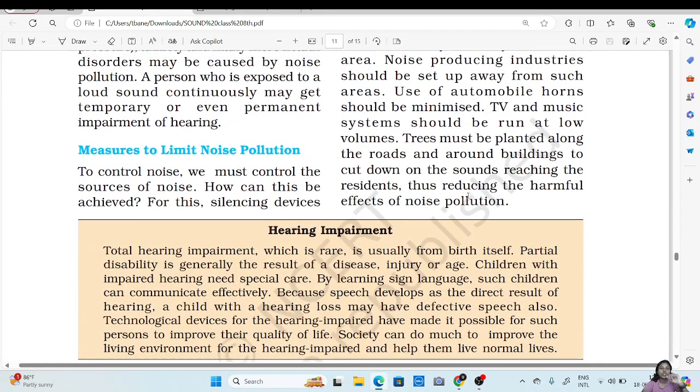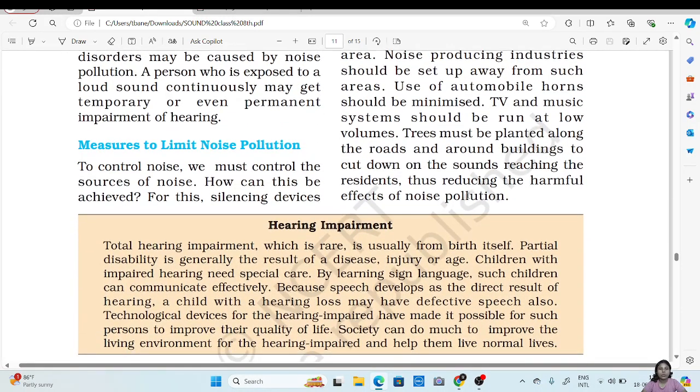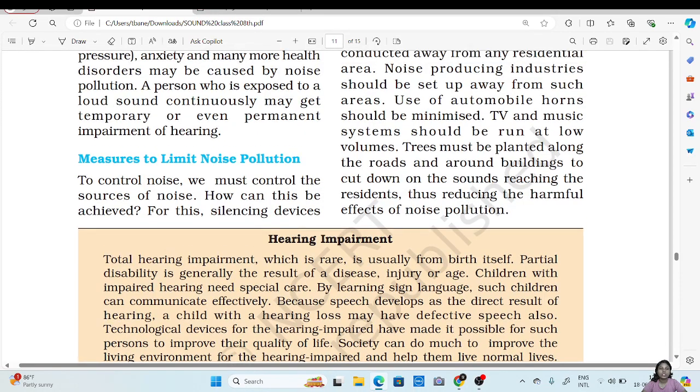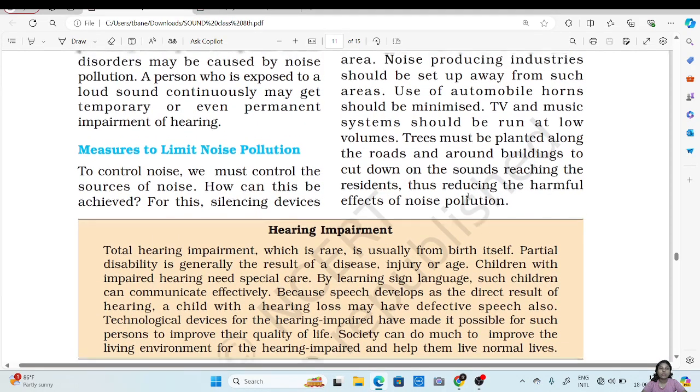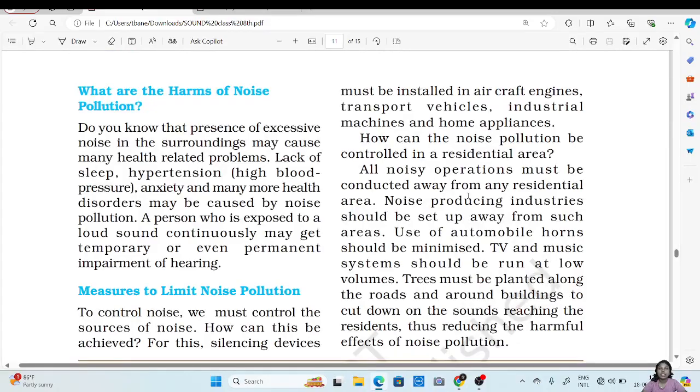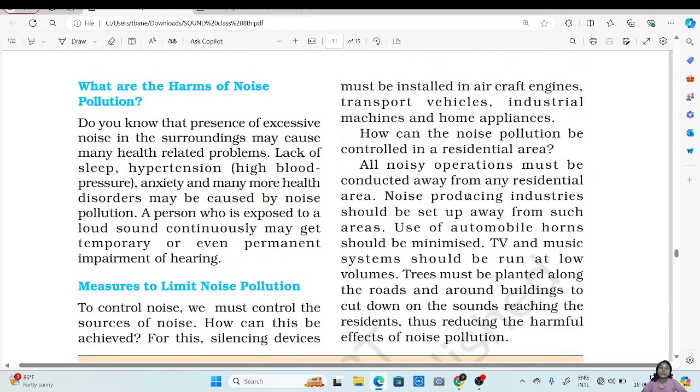Measures to limit noise pollution. To control noise, we must control the source of noise. So how can this be achieved? For this, silencing devices must be installed in aircraft engines, transport vehicles, industrial machines and home appliances. So now to control noise pollution, one thing they can do is silencing devices. You introduce them into all the things that produce very loud, unpleasant sound.